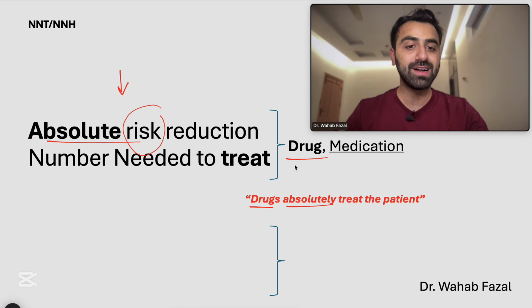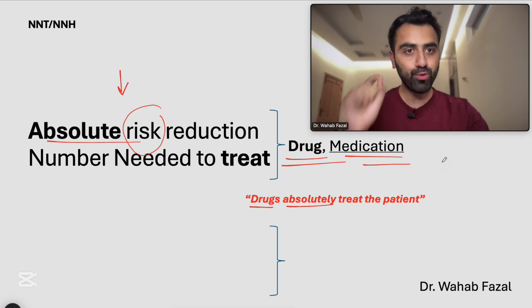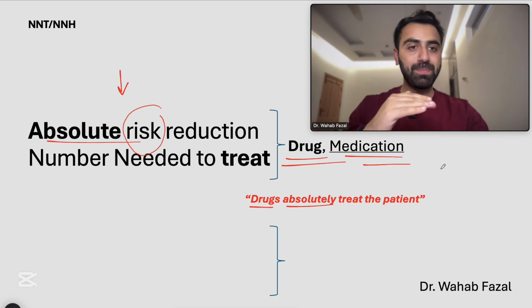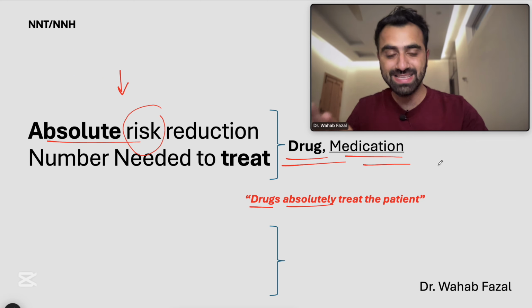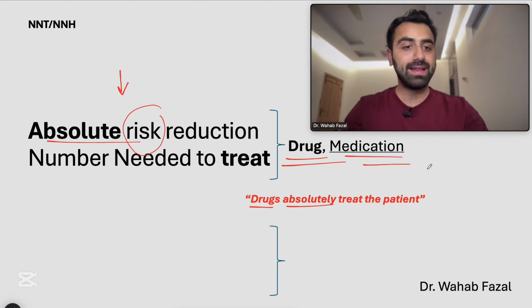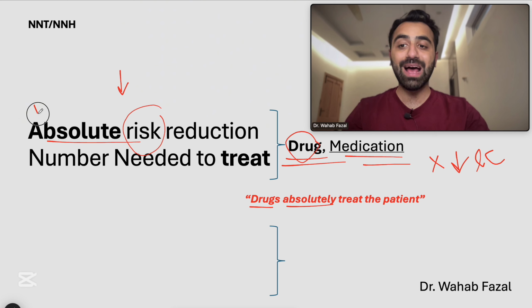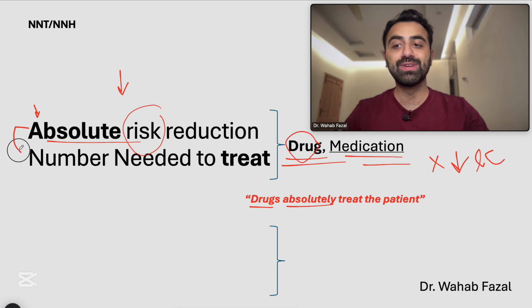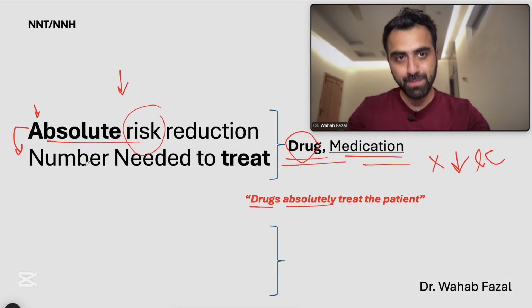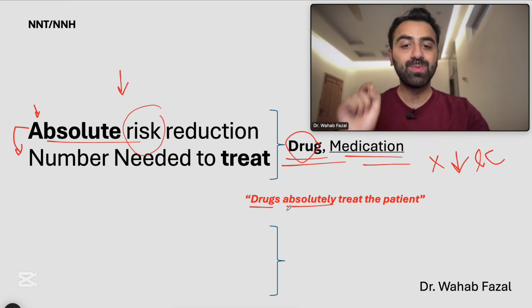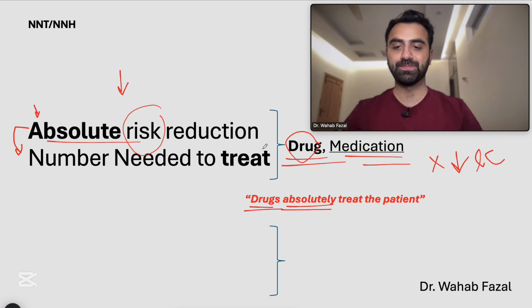So when you have a drug or a new medication that is being tried to see if it improves the chances of the person developing the disease, the person now has lesser chances. Let's say we've developed a new drug called X, and that reduces the chance of you developing lung cancer. So we want to know the absolute risk reduction, and that will help us calculate the number needed to treat. And that is why I need you to remember, drugs absolutely treat the patient.